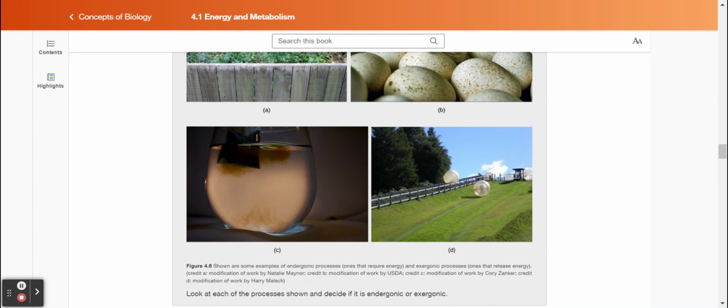Figure 4.6. Shown are some examples of endergonic processes, ones that require energy, and exergonic processes, ones that release energy.